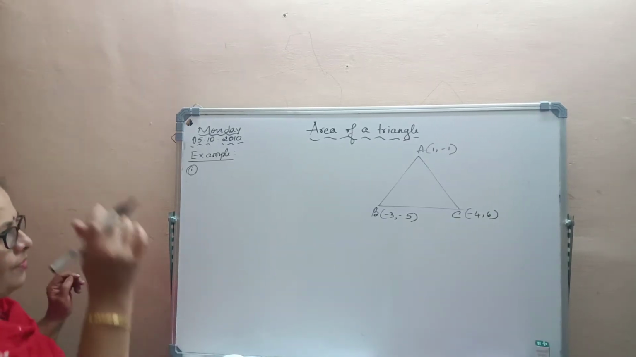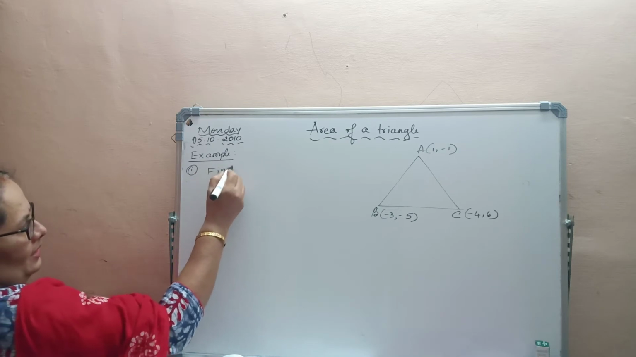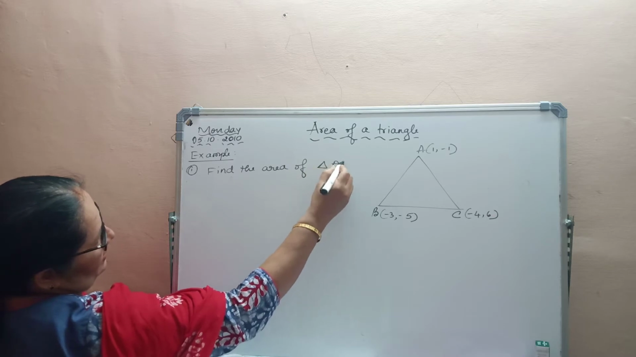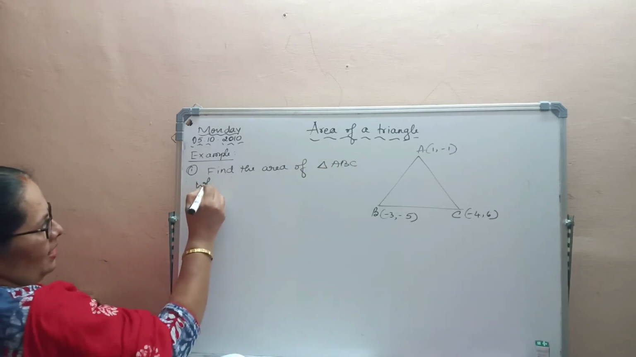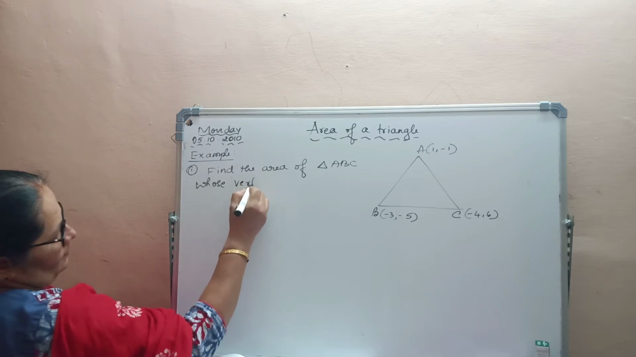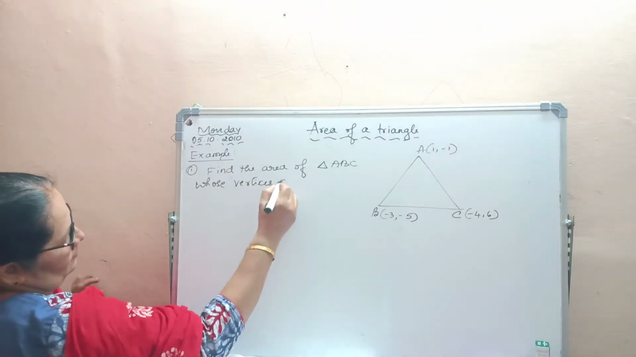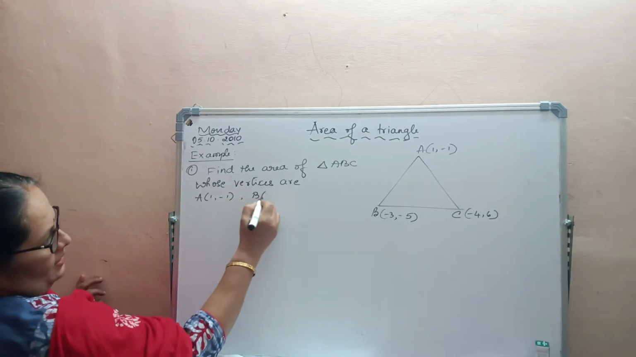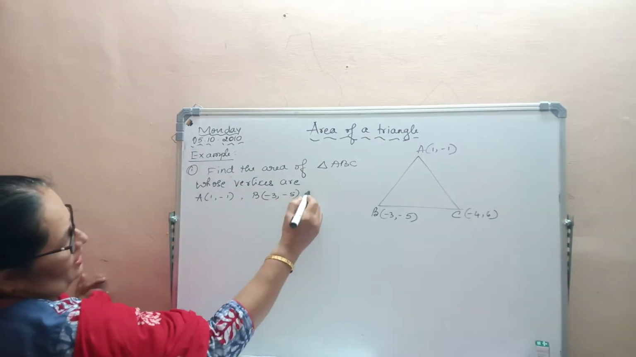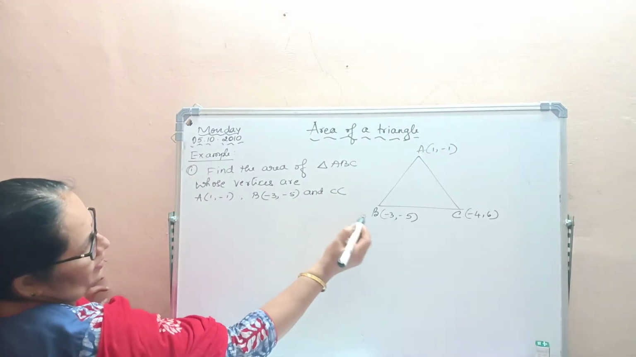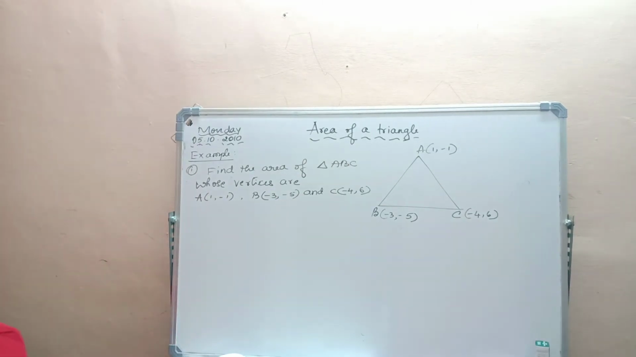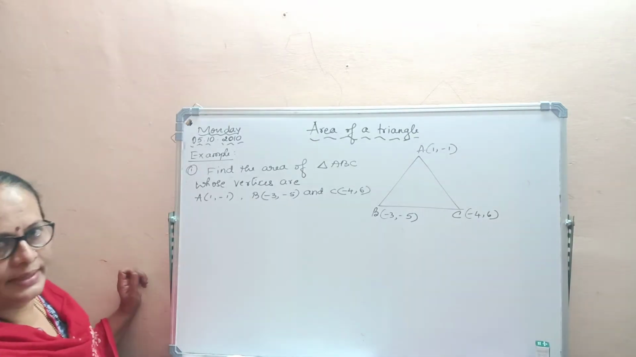Find the area of triangle ABC whose vertices are A (1, -1), B (-3, -5) and C (-4, 6). So these three are the vertices of triangle ABC. Now you have to find the area of the triangle.